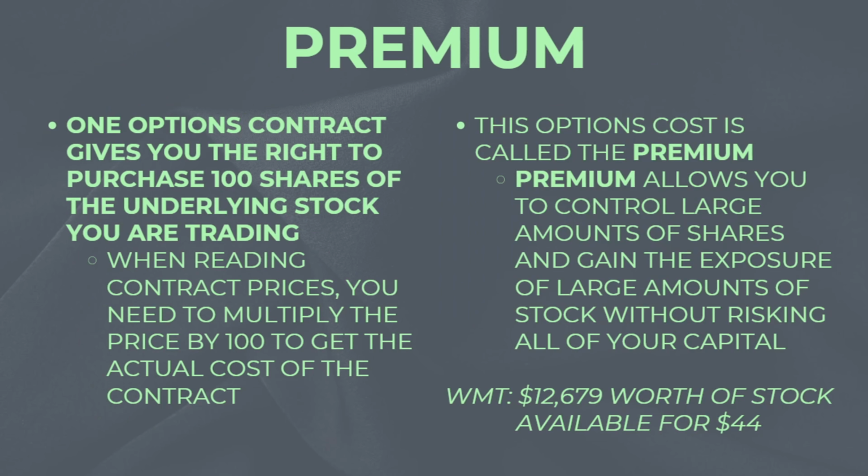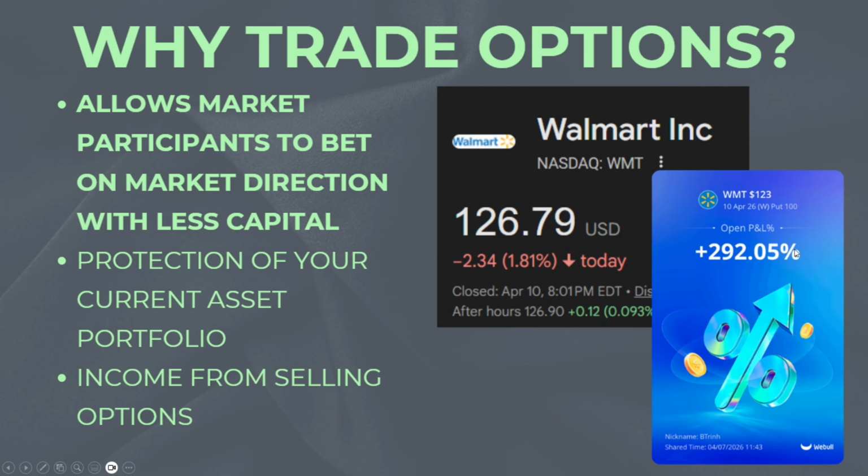So the first thing I want to talk about before we go into some options mechanics is premium. Premium is basically the formal term for what we call the cost of an option. One options contract gives you the right to purchase 100 shares of an underlying stock that you are trading. So if we go back to this screenshot, Bao wanted to purchase the option to purchase 100 shares of Walmart at $123 a share.